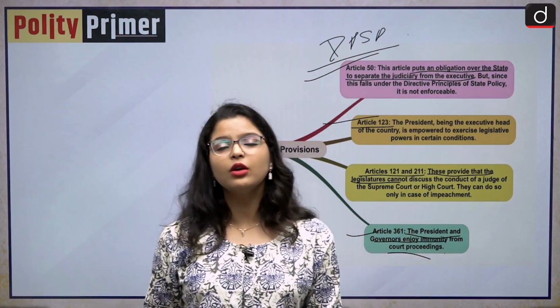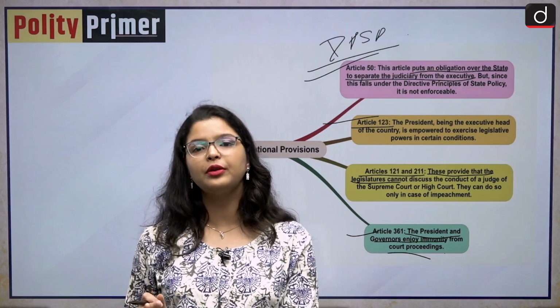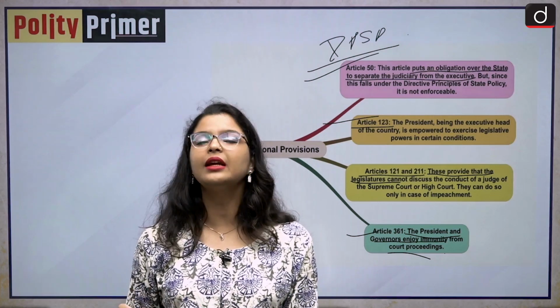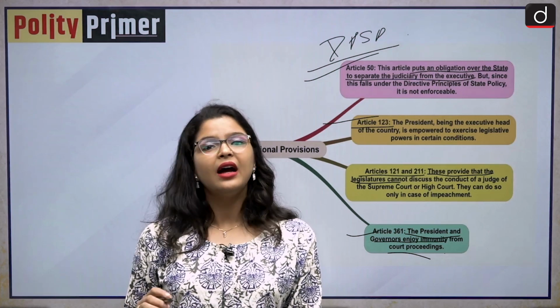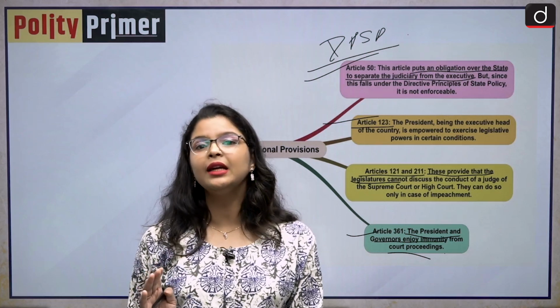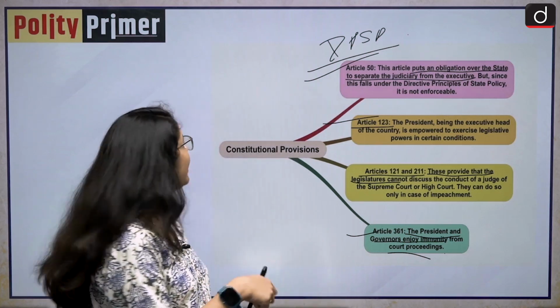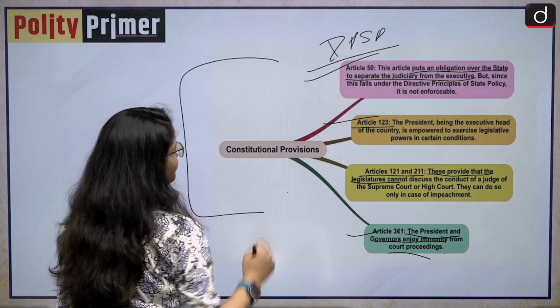Why? Because they are very important officials. They have to have a certain kind of immunity within our Indian Constitution. And under Article 361, they are immune from any court proceedings. So this is the division of power in our Indian Constitution.